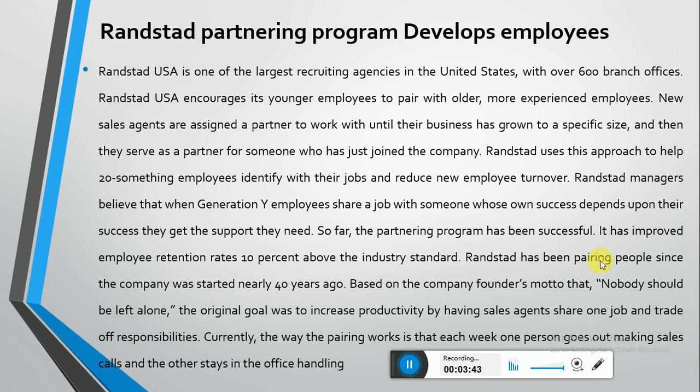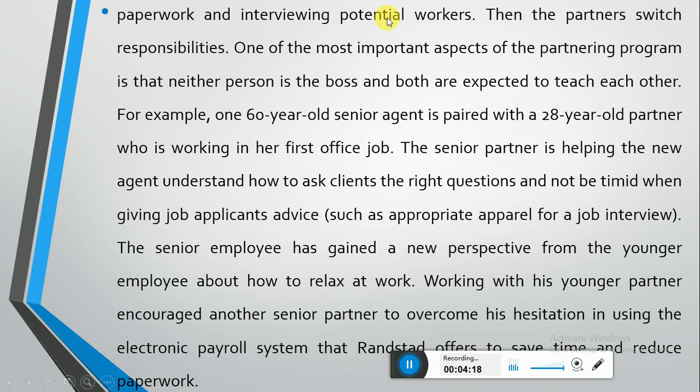So Randstad has been pairing people since the company started nearly 40 years ago. They are doing the same thing for the past 40 years, based on the company founder's motto that nobody should be left alone. The original goal was to increase productivity by having sales agents share one job and trade off responsibilities. Currently, the way pairing works is that each week one person goes out making sales calls and the other stays in the office handling paperwork and interviewing potential workers. Then the partners switch responsibility.